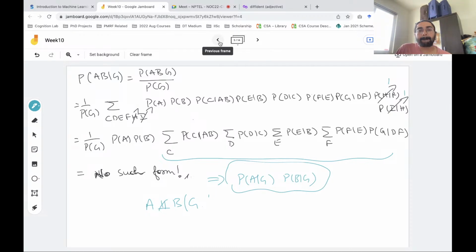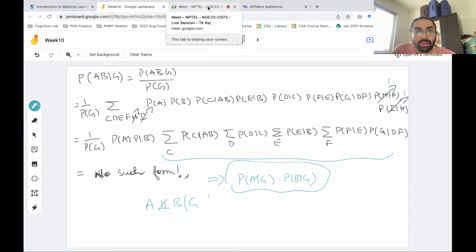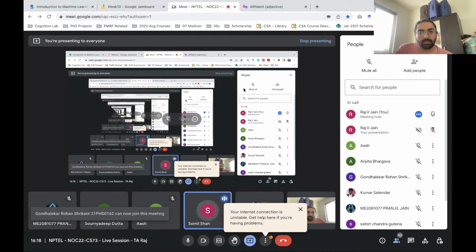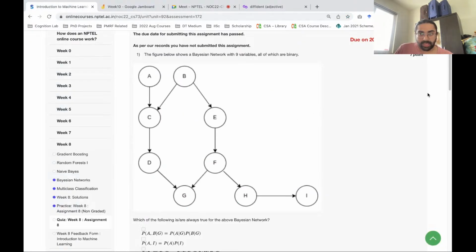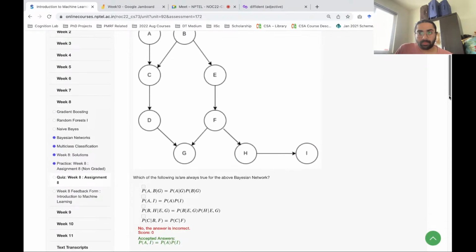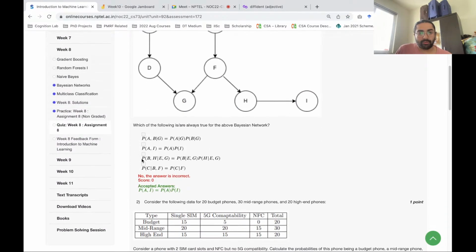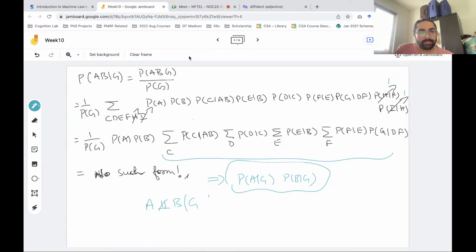No, I understood the method. Sorry? Great. Yeah, Somir, go on. No, I understood the method. Okay. I will try with the third condition which was given in the question. Right, yeah. This one, is it? Yeah. So P of B given H, E given G. Yeah. So you can try it out and see what is not clear here. Okay. Good.